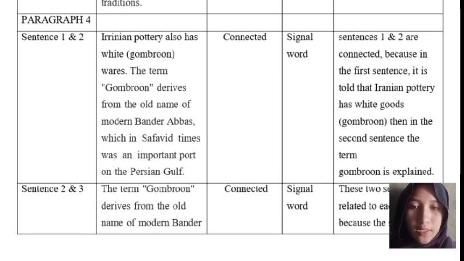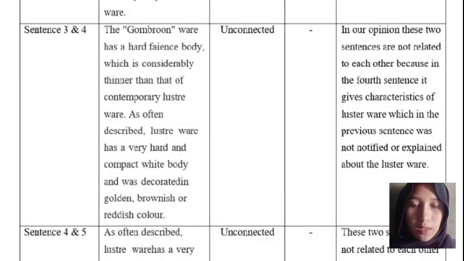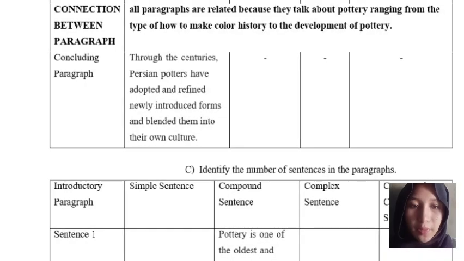Paragraph 4, sentences 1 and 2 are connected as a cohesive device, signal word. Sentences 2 and 3 are connected, cohesive device, signal word. Sentences 3 and 4 are unconnected. Sentences 4 and 5 are unconnected. Connection between paragraphs: all paragraphs are related because they talk about pottery, ranging from the type, how to make it, color, history, to the development of pottery.